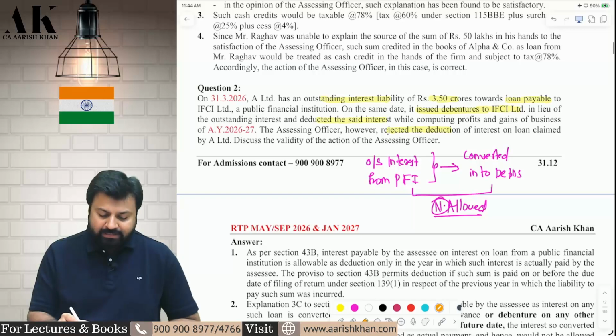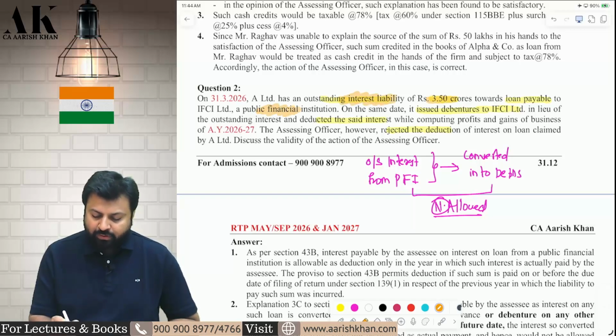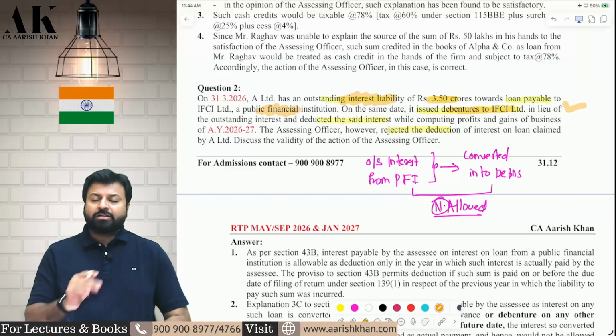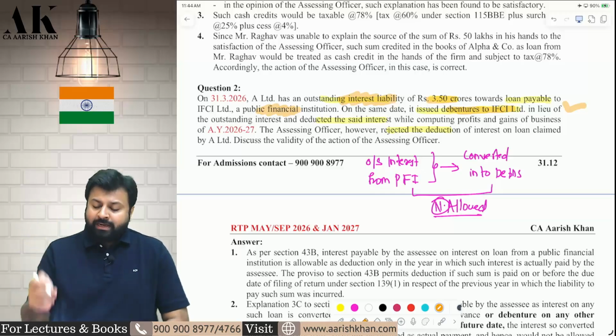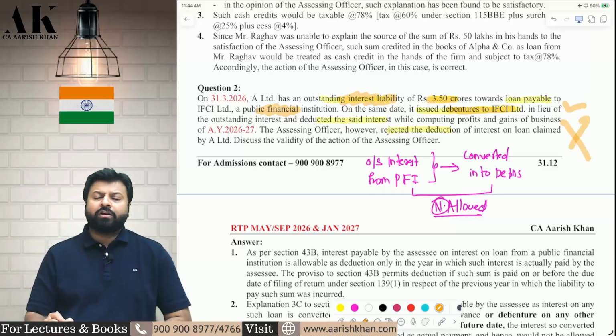Second one: you have taken some loan from a public financial institution on which there is an outstanding interest of 3.5 crore. Now you are converting that outstanding interest into a debenture. Can that be allowed as a deduction? The answer is no. If you convert an outstanding interest into a new loan, or into a debenture or a bond where the liability to pay is deferred to a future date, it is not allowed as a deduction under section 43B.